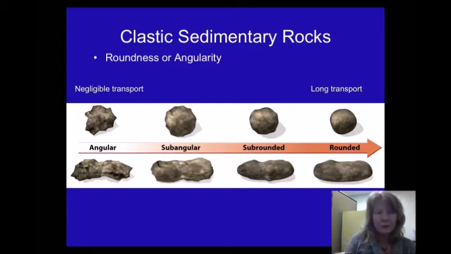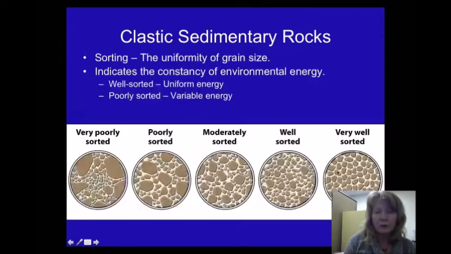Here's a picture of some other things that might vary in the clasts of your clastic sedimentary rocks. Angularity refers to having sharp edges or corners on the rock, so it doesn't refer to a shape. It's just the sharpness of the edges and corners. Roundness does not mean that it's spherical in shape like this, just that there's not sharp edges or corners. And so if we think of the sediment as being transported some distance, maybe along a stream, the longer it's transported, the more rounding occurs.